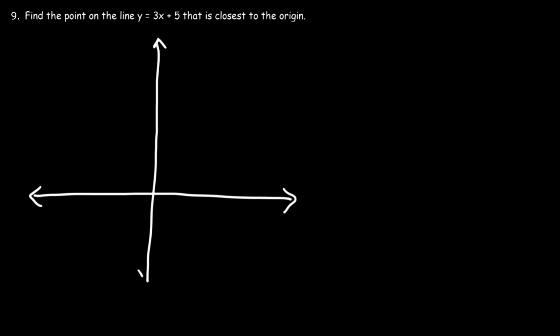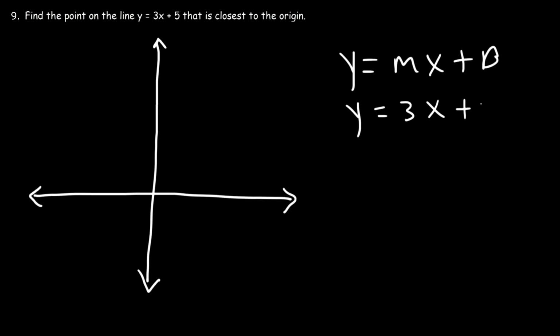Find a point on the line y equals 3x plus 5 that is closest to the origin. So let's draw a graph. Now, this linear equation, it's in slope-intercept form. So we can see that m, the number in front of x, is 3 and b is 5. So the y-intercept is 5 and the slope is 3. So I'm just going to draw a rough sketch. And let's say it looks something like that. We really don't need an exact picture.